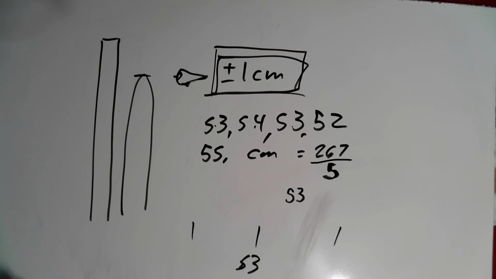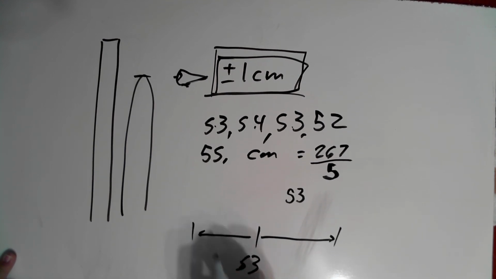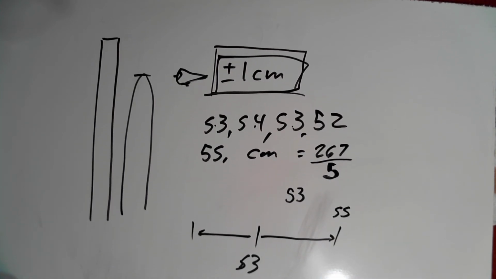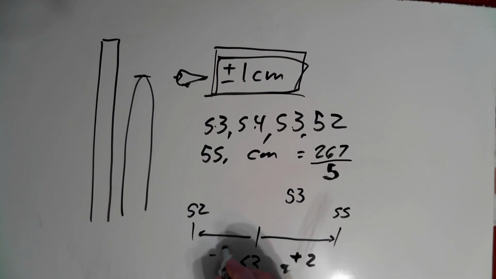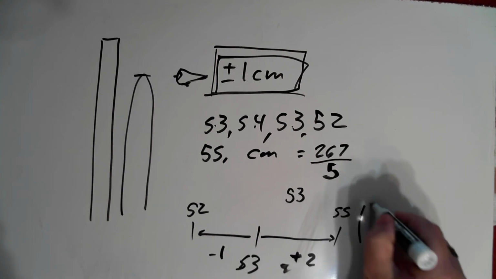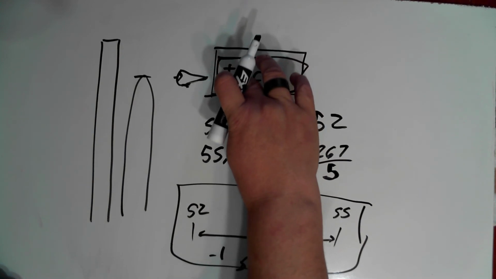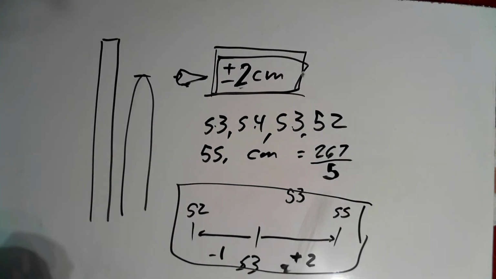The next thing I'm going to do is figure out what my greatest range is. So I'm going to look at my highest number and my lowest number and see how much that range is. My highest number turns out to be 55 and my lowest number turns out to be 52. So I've got plus 2 over here, and a minus 1 over here. Looking at this, my uncertainty probably isn't 1 centimeter, but instead is 2 centimeters.